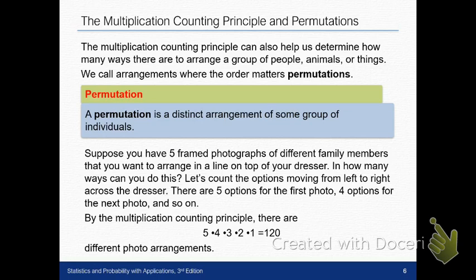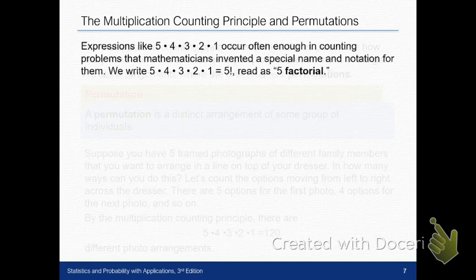So then in that case, the order that I put the picture frames up would matter. So my first picture frame, I'd have 5 choices for which one to put up. But once one's already in place, I'd only have 4 frames left to choose from for the second one that I put up. And then I'd only have 3 left and 2 left and then 1 left. So eventually I'd come up with 120 different ways that I could order the picture frames.